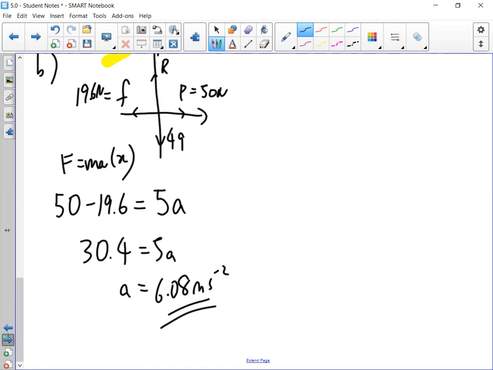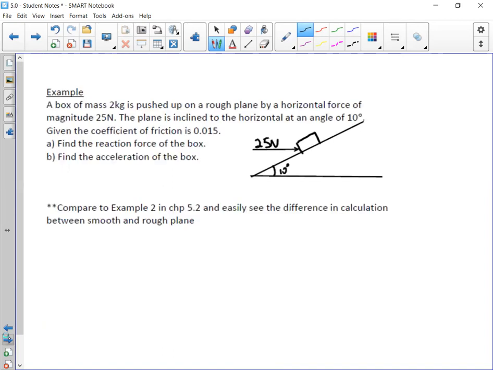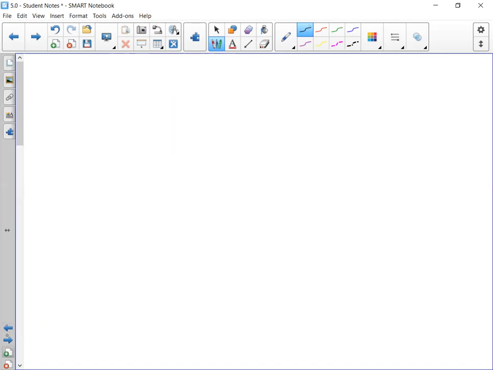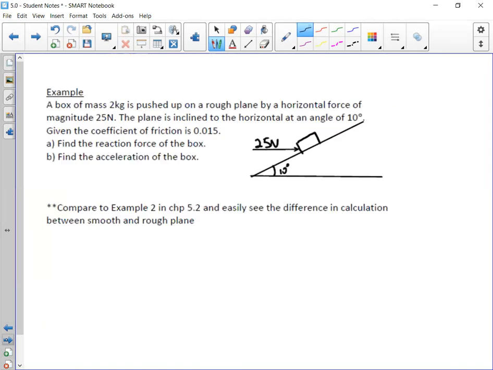Okay, next one. This example is very similar to the one before that you've done in 5.2. In 5.2, this question has no friction, like a smooth plane. So at the end, maybe you want to compare with that question. That's perfectly fine. This one, we have a friction. So let's have a look.